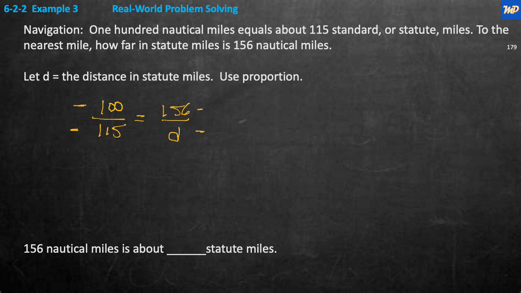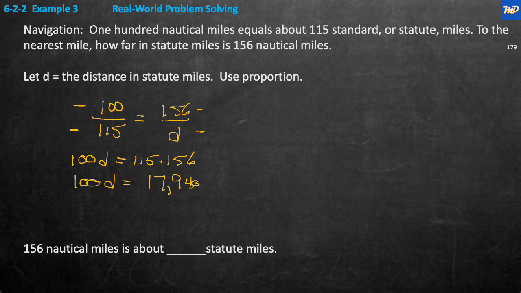In order to do that, I think we should first go ahead and use the cross product. So using the cross product, we get 100D is equal to 115 times 156. Okay? So when we multiply that out, taking your calculator, 100D is equal to 17,940.